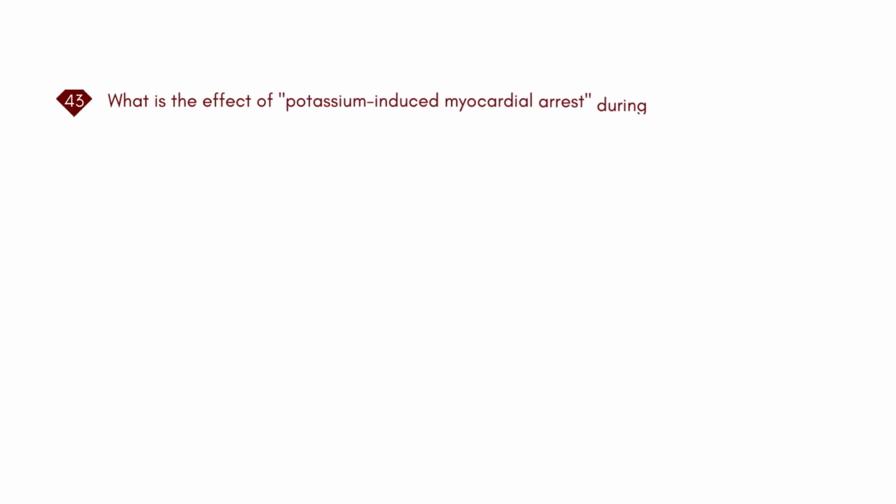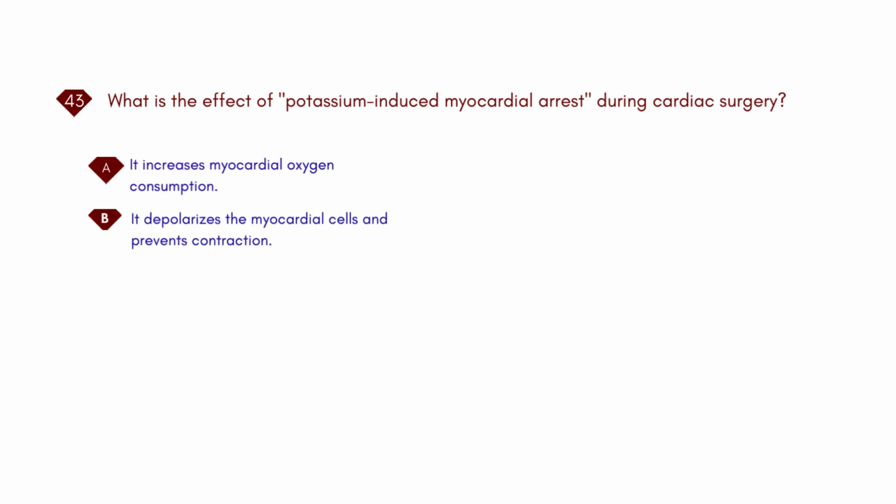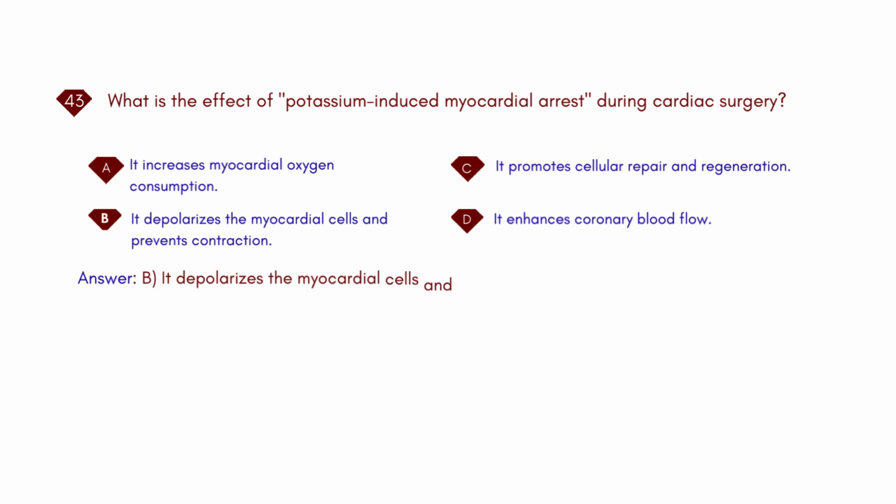What is the effect of potassium-induced myocardial arrest during cardiac surgery? A. It increases myocardial oxygen consumption. B. It depolarizes the myocardial cells and prevents contraction. C. It promotes cellular repair and regeneration. D. It enhances coronary blood flow. Answer: B. It depolarizes the myocardial cells and prevents contraction.